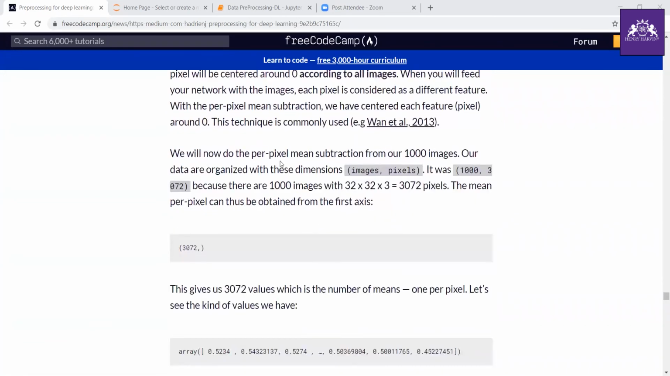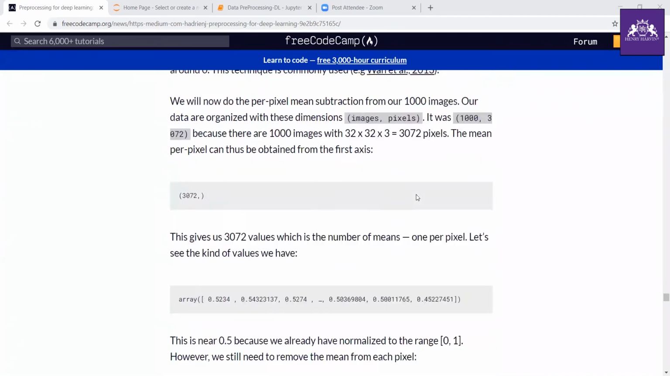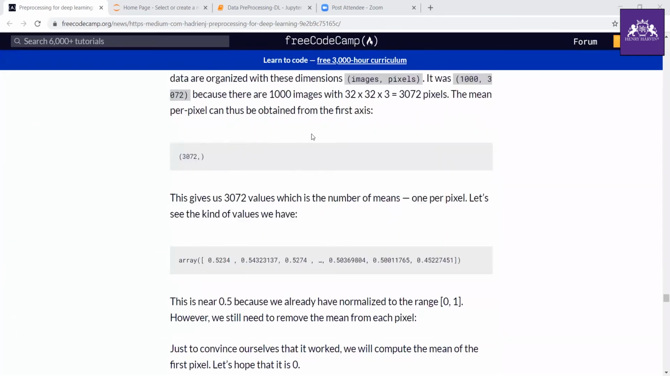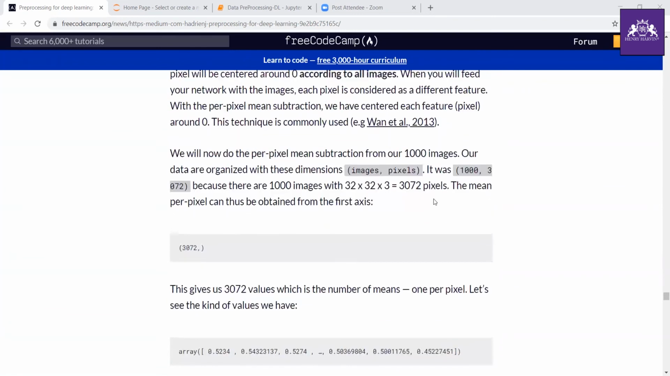Now we will do per pixel mean subtraction on our 1000 images. Our data will be organized with the dimensions images by pixels, so we have 1000 by 3072, because we already calculated that 32 times 32 times 3 is 3072, right? The mean per pixel gives 3072 values, which is the number of means, one per pixel.